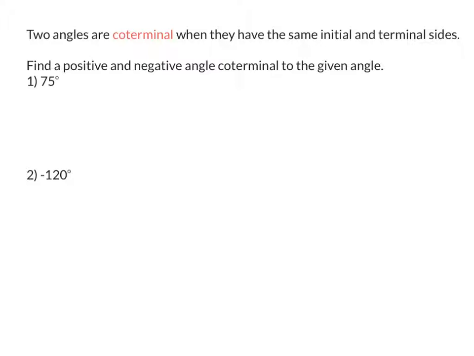So if I have a 75-degree angle, I'll draw a rough sketch of this. Here's my coordinate plane, and I'll put the initial side on the x-axis. A 75-degree angle, well, if I drew straight up here, that's going to be a 90-degree angle, so I don't want to go that far. I'll go a little less than that, and I'll land right there. That's my positive rotation of about 75 degrees.